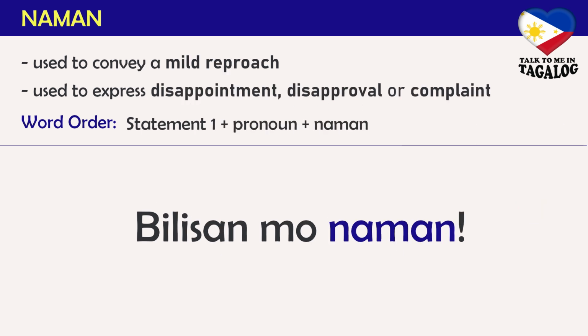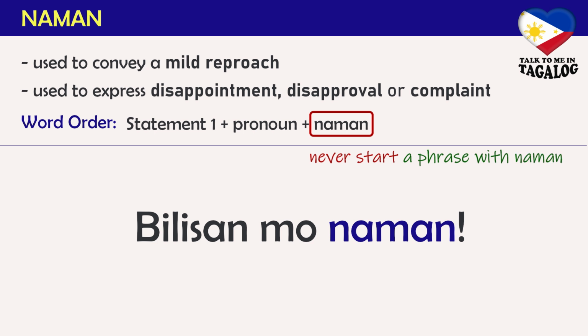In certain contexts, naman is used to convey a mild reproach, so you can add naman to your sentence to express disappointment, disapproval, or complaint. The word order that you see is just a guide. Just remember that naman is usually placed at the end of a phrase or a sentence, and it can also appear in the middle, but you should never start your phrase or sentence with naman.